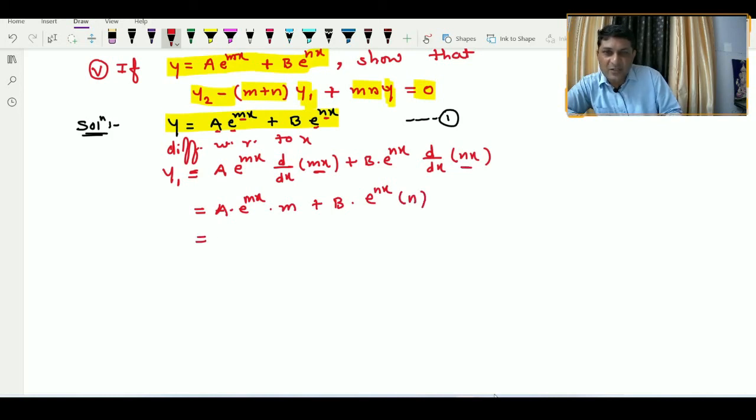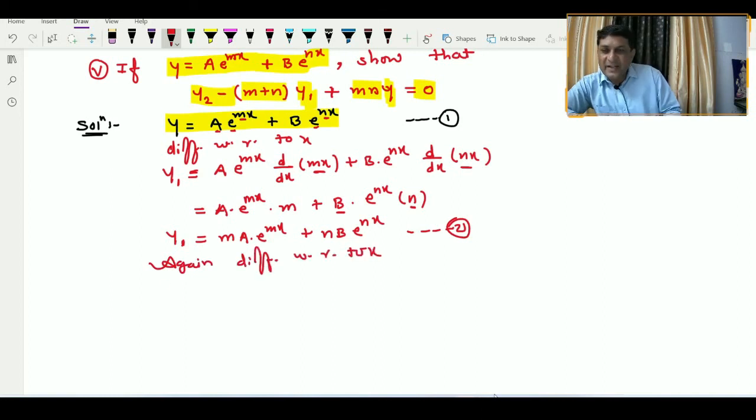So which is equal to ma e^(mx) plus nb e^(nx). This is nothing but the value of y1. Let us denote it by equation number 2. Now again differentiate it with respect to x. The derivative of y1 will be denoted by y2.